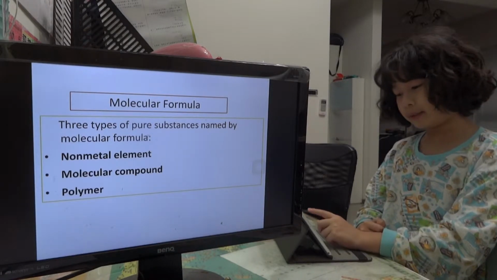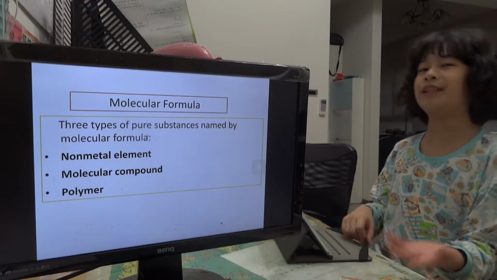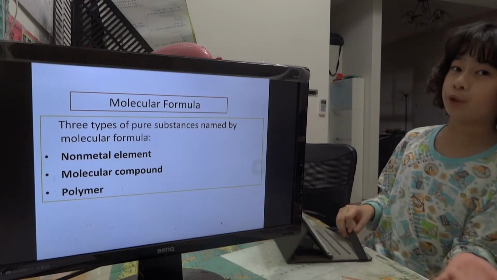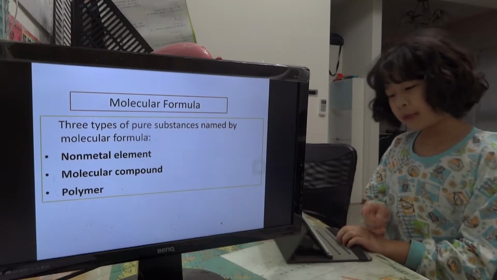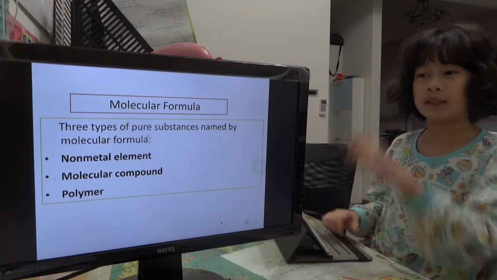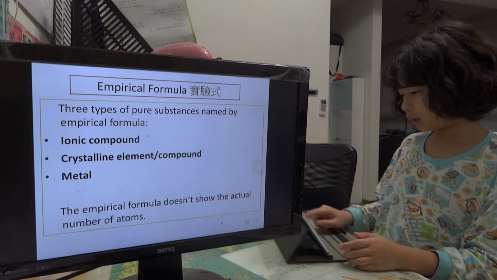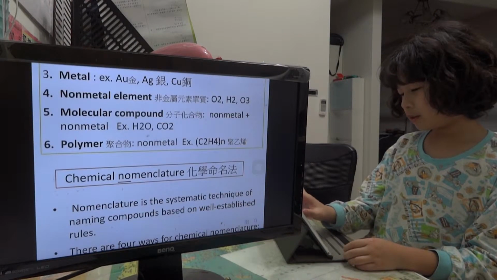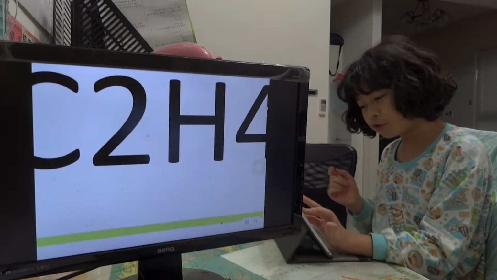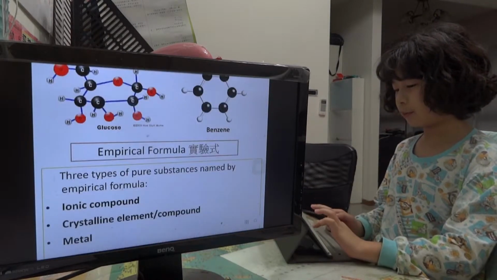And molecular compounds like H2O, they tell you H is 2. And non-metal elements like O2, O3, they tell you it's 2 or 3. And the polymers, you will think, no, polymers. Actually there's an n, but remember (C2H4)n has a 2 and a 4, so we still consider it a molecular formula, okay?